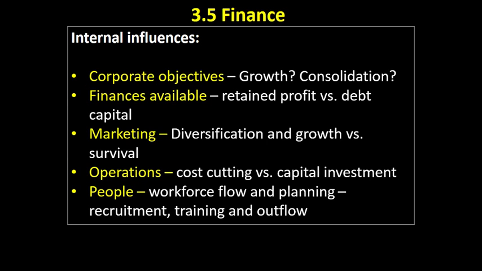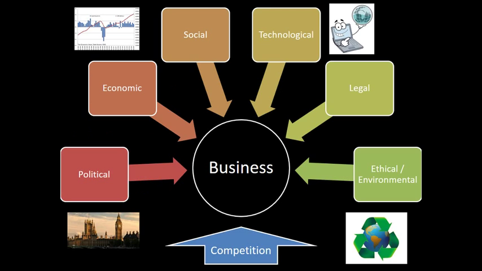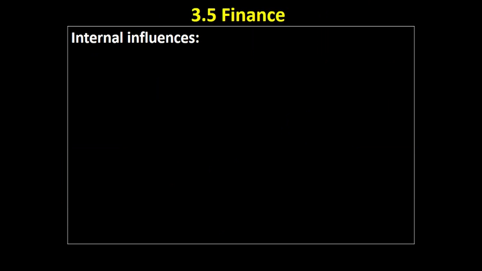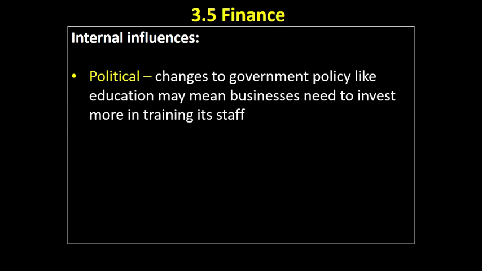So, a lot of internal influences. You should be getting the hang of this now. The internal influences tend to be the corporate objectives and the other functional areas, and in each functional area, the objectives that they set depend on what's going on in the other functional areas. In terms of the external environment, we've got the political, economic, social, technological, legal and ethical, and environmental. All of these can have an influence on the business's financial objectives, as well as competition, of course.